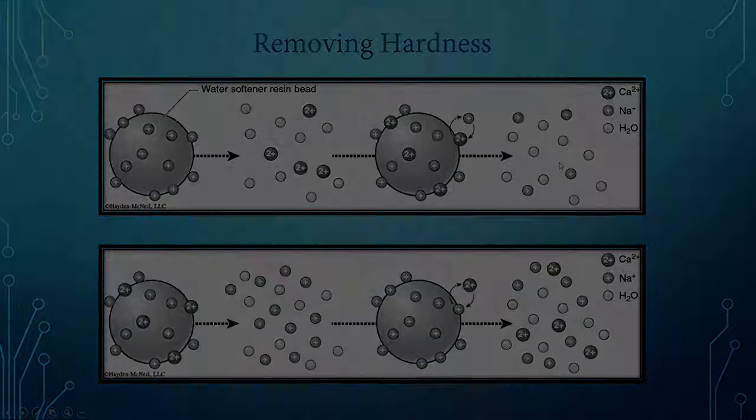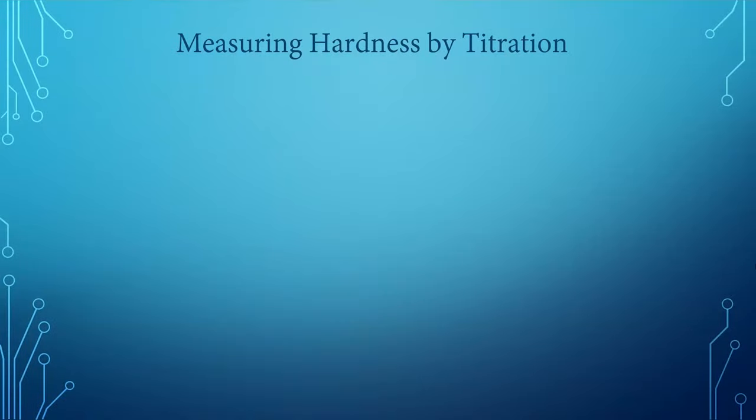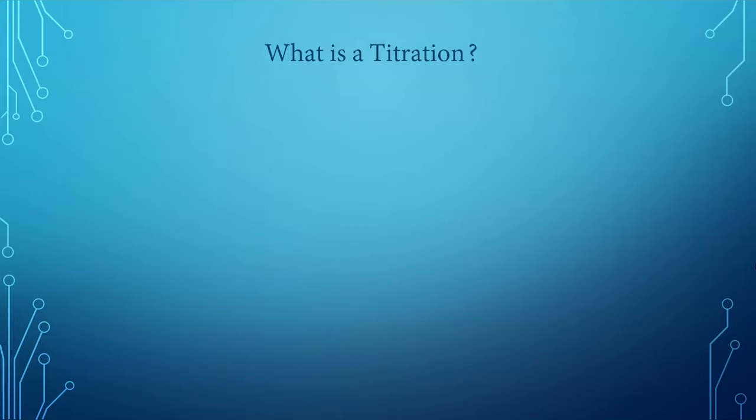As I mentioned in the introduction, we're going to be determining the hardness of a water sample using a technique called a titration. So what exactly is a titration? Well, in basic terms, it's a way that we can measure the concentration of a substance in a solution. We have a substance that we know what it is, but we don't know how much we have.